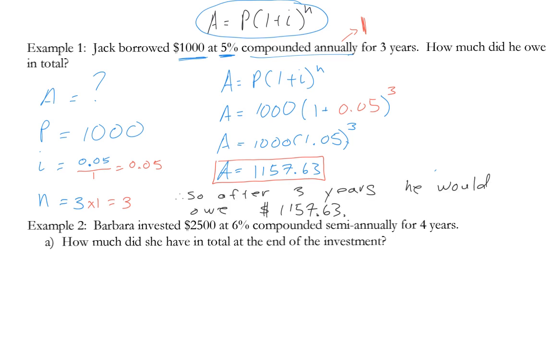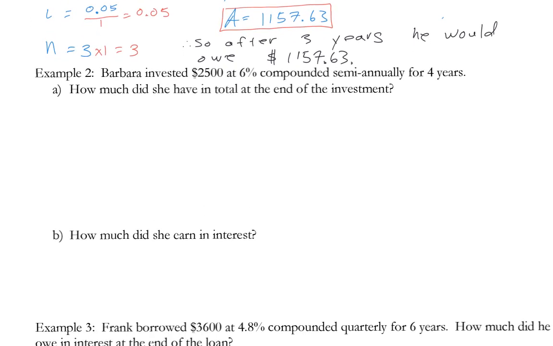So after 3 years, he's going to owe $1,157.63. So when we're trying to find out how much we owe, we have to compound that money. We have to build it up, but literally do it in one step instead of creating a table of values like we did in the previous lesson. And that's what we get for our final answer. So now let's go and take a look at example number 2.